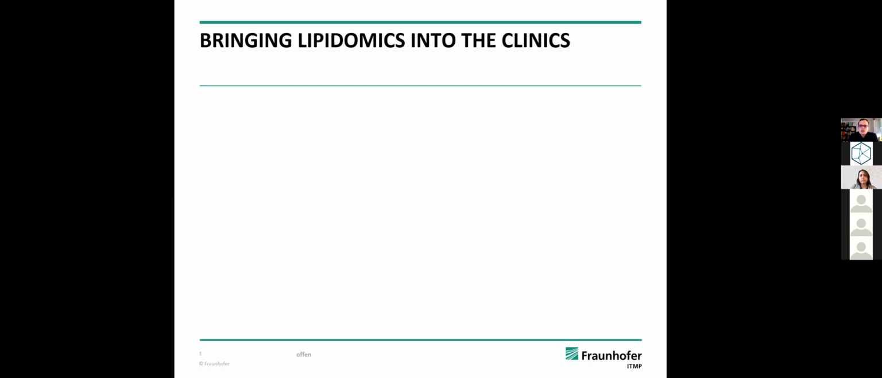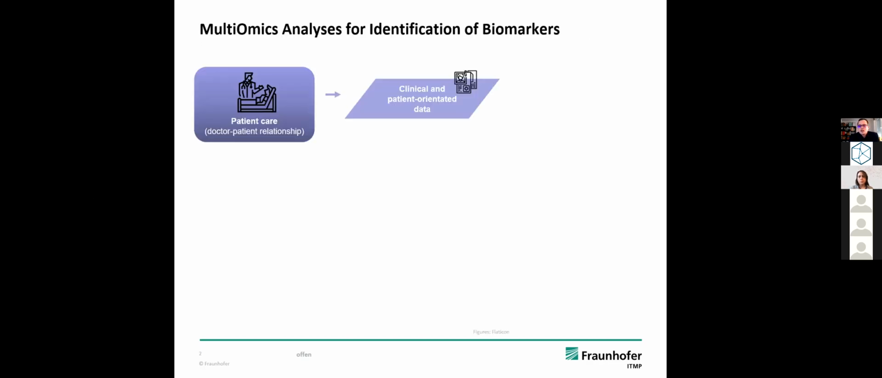But now let's talk a little bit about the lipidomics part as part of a multi-omics analysis, and why it can be a valuable way to establish new therapeutic strategies in the field of IMDs. First of all, let's have a look into our overall approach. The first part was already described by Michaela.